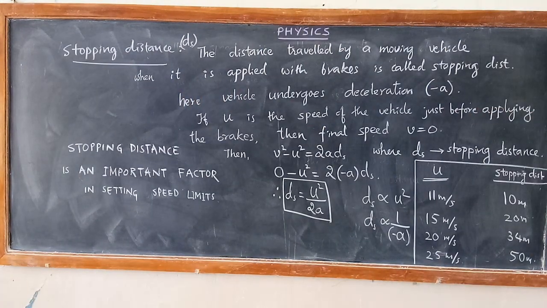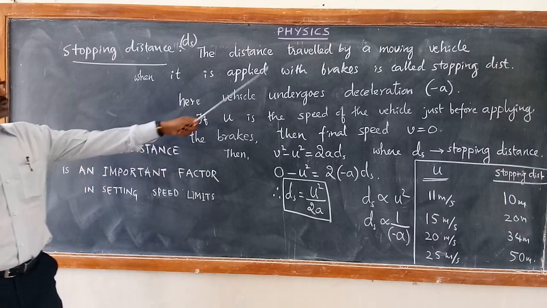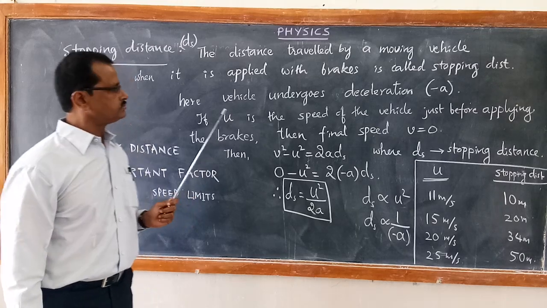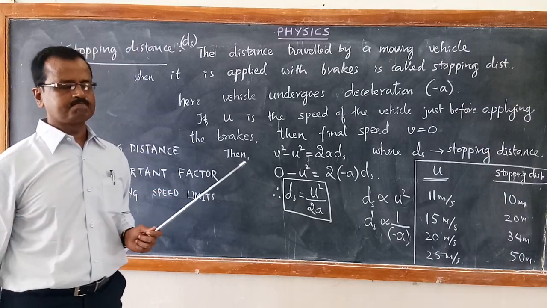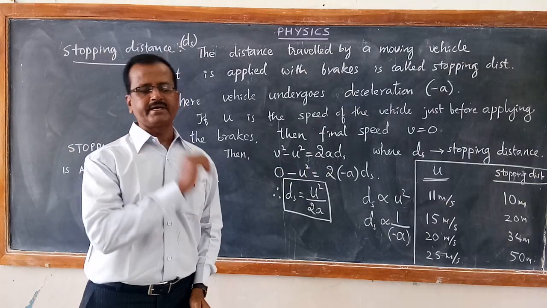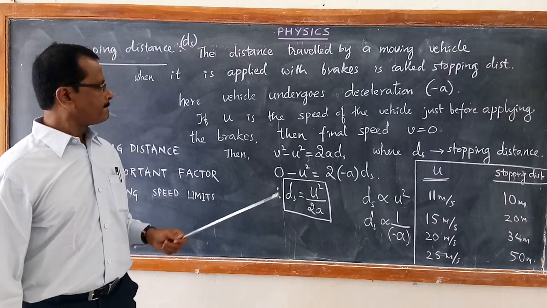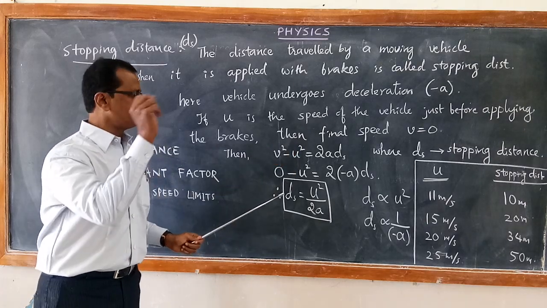Here the vehicle is going to stop completely, so the final velocity of the vehicle becomes 0. Let u be the initial speed with which the vehicle is in motion. The vehicle undergoes retardation after applying the brakes. Before applying the brakes, let u be the speed. Finally, the vehicle is going to stop, so the final speed becomes 0.